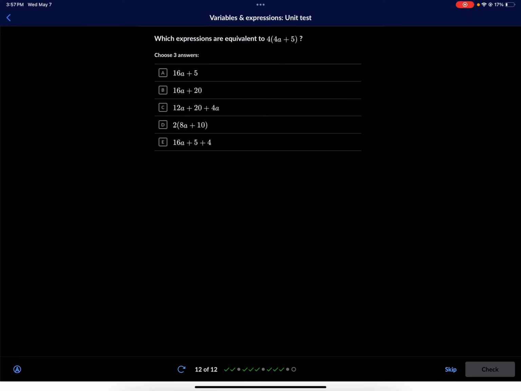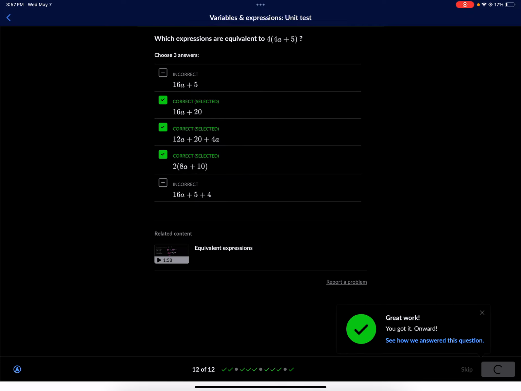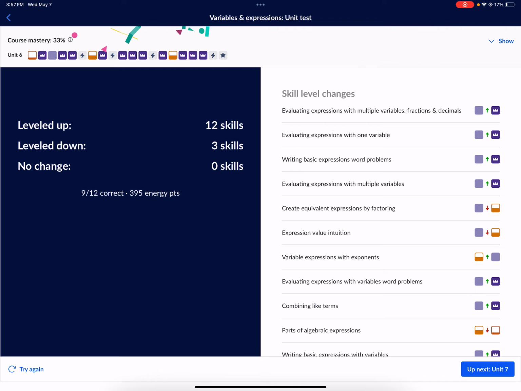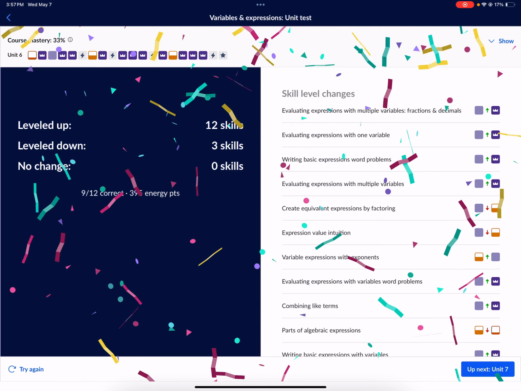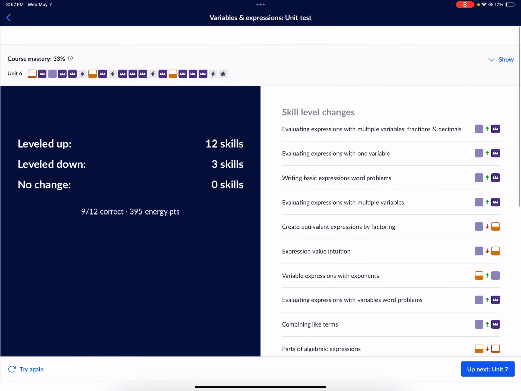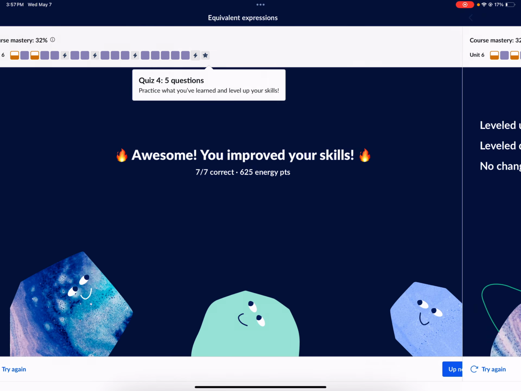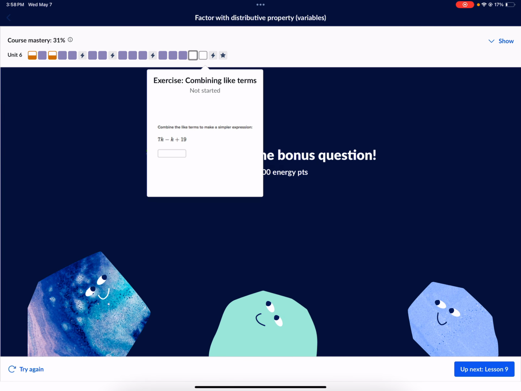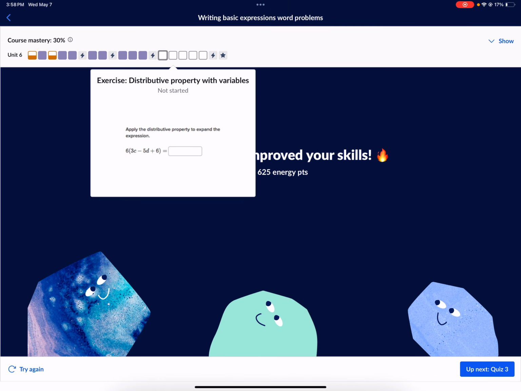And the answer is B, C, and D. If you got that right, good job. Okay, so that is it for this unit. So if you did good this entire unit, then that is awesome. Kudos to all of you that stuck around during this entire unit.